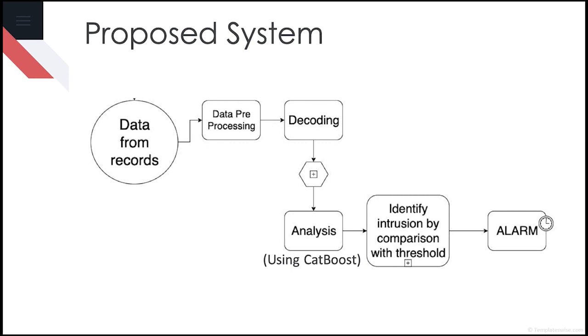In the next stage, identification, the data sets are evaluated in the network packets to verify the purpose, and intrusions are identified by comparison of the threshold. If any suspicious behavior is suspected, then they are tagged as intruders. In the next stage, alarm, we only enter when the identification stage finds any intruders. The system administrator is notified about the intrusion in the system so that the administrator can perform actions accordingly. This wraps up the proposed system part of the presentation.